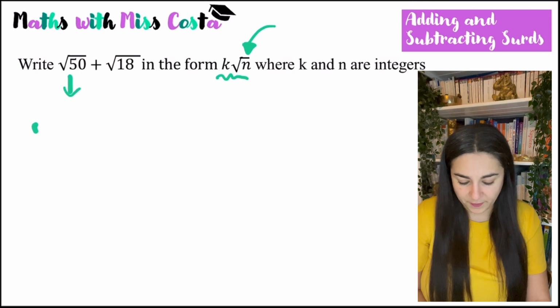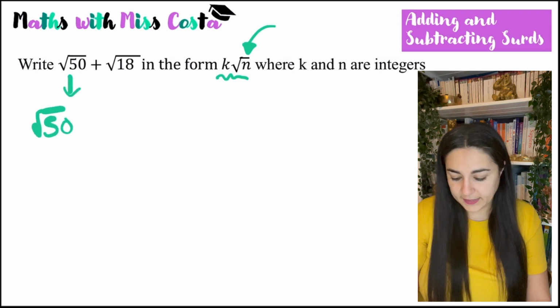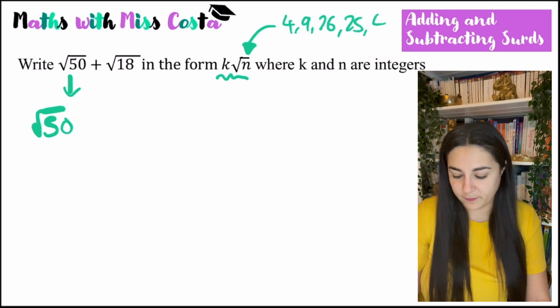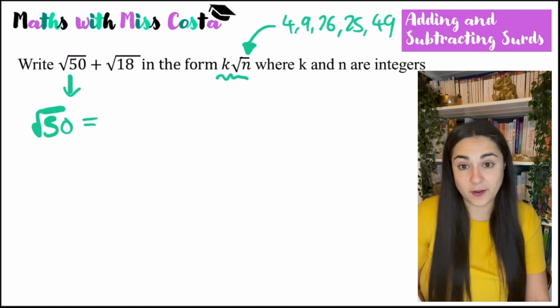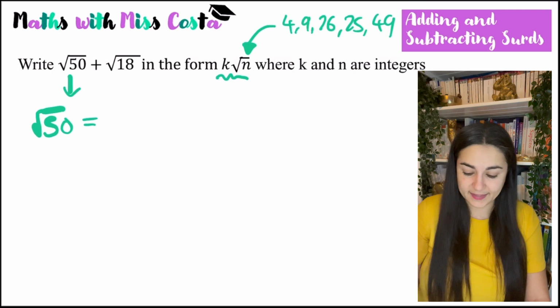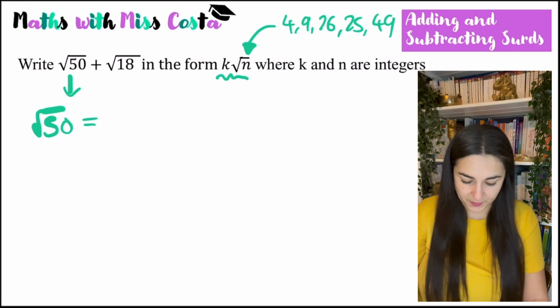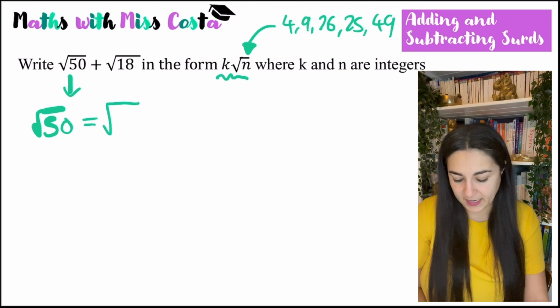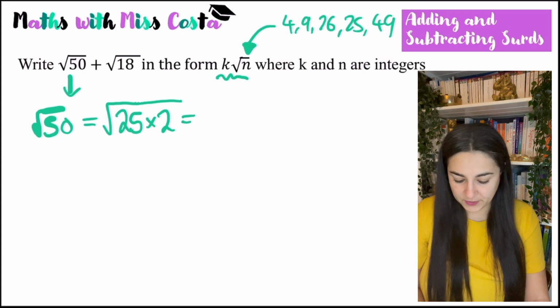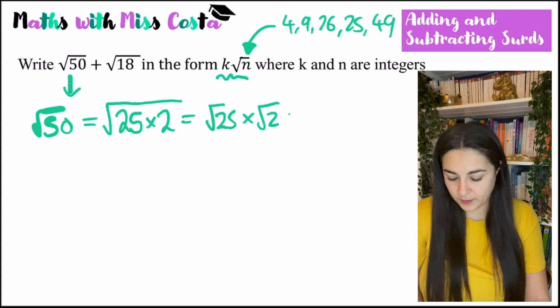So let's do the root of 50. So once again, the square numbers 4, 9, 16, 25, 49. What's the largest square number that you can think of that fits into this? You could also do root 5 times root 10 and simplify it further, but let's just go ahead with the largest square number, which would be 25 times 2. So split that up into 2. So you've got root 25 times root 2, which would become 5 root 2.